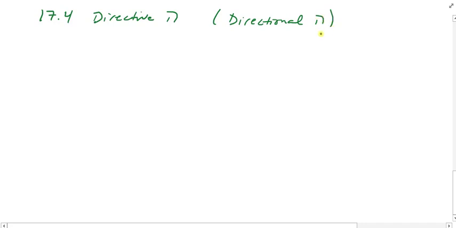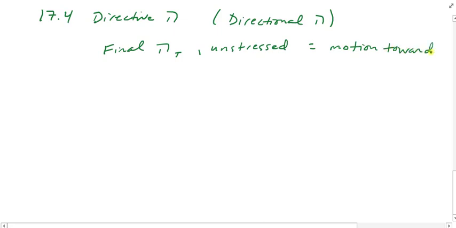All right, so just be aware, I will use those interchangeably. And here's the deal about this. It's actually a final he at the end of a word. That's why it's final, and it is unstressed, or unaccented. When you have a final he, unstressed, at the end of a word, you should understand it as the directive he or the directional he. And that means motion toward whatever that unaccented final he is attached to.